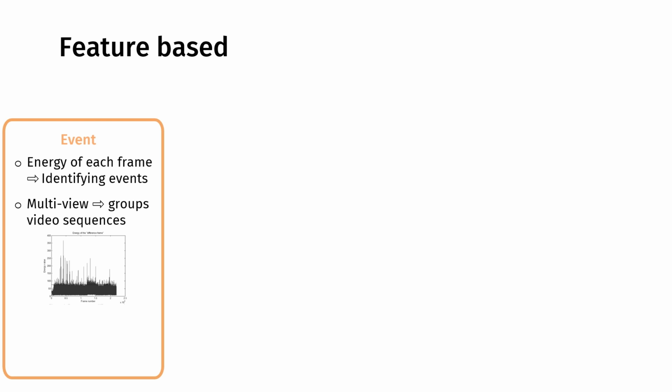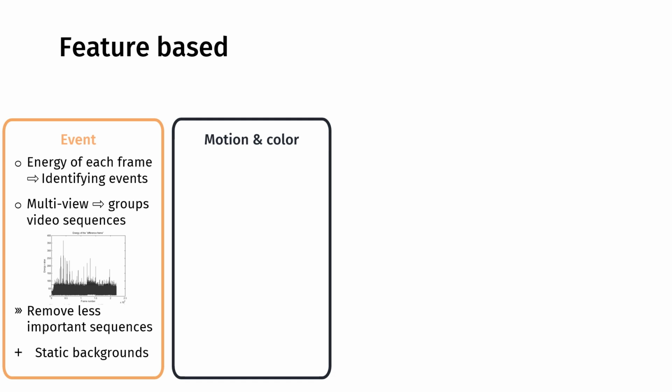Another method is multi-view event summarization. This method compares video sequences and groups them. After that, less important events are removed with the help of object tracking and the summary is generated. This kind of summarization performs better when the background is static. In case of dynamic backgrounds, this technique has its limits.